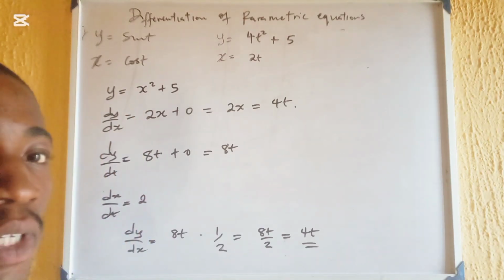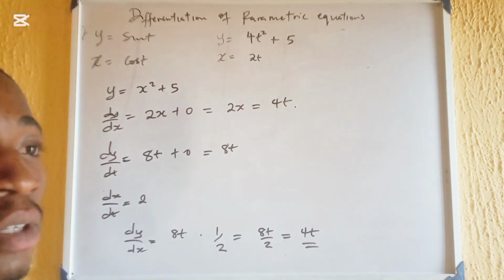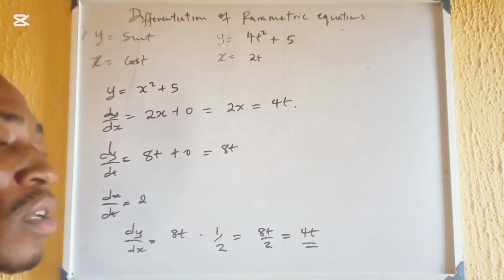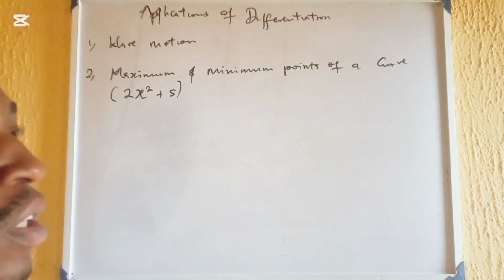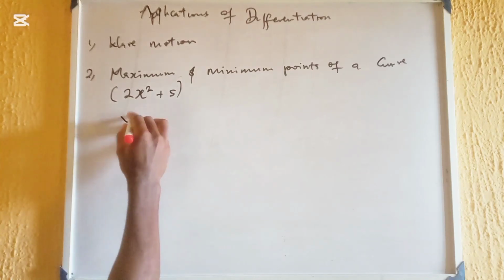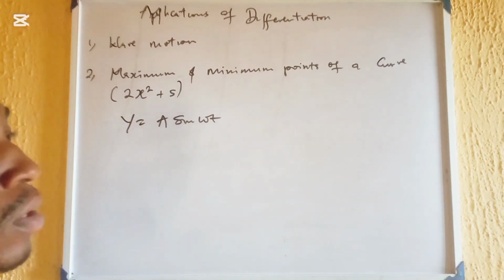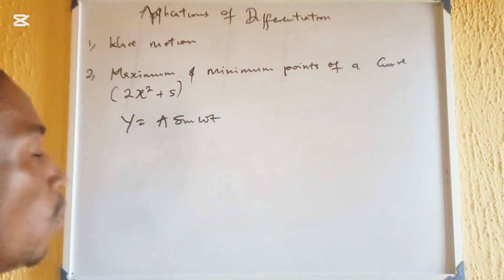So before we conclude this lesson, we'll be looking at applications of differentiation. I'll be talking about 2 applications, after which we solve 2 examples and we are done. The equation for the position of a wave is given as y is equal to a sin wt. So I want to get the equation for the velocity of the wave.